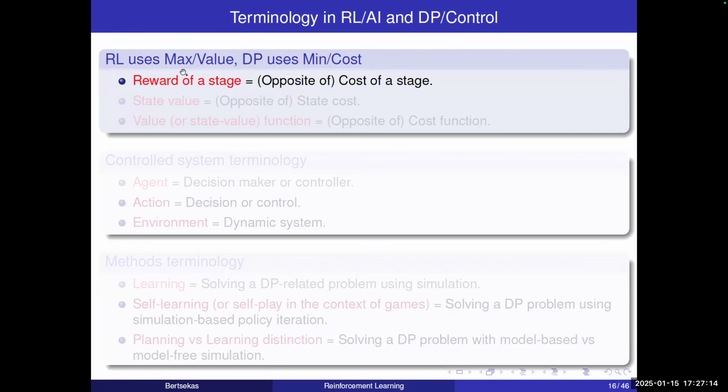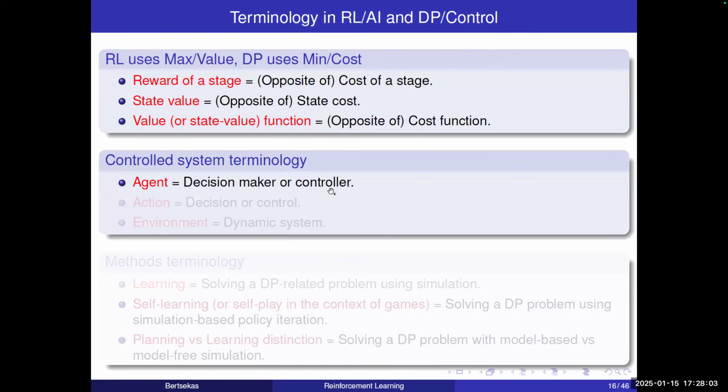In reinforcement learning, the tradition is to use maximization of value. In dynamic programming, usually it's minimization of cost, okay? So the reward of a stage in reinforcement learning is the opposite of the cost of a stage in dynamic programming. State value becomes the opposite of state cost. Value function is the synonym of cost function, or closely related to cost function in decision control. All of this is irritating but minor, okay? You have to make a mental sign switch from positive to negative to pass from one terminology to the other. But there are more serious discrepancies in terminology.